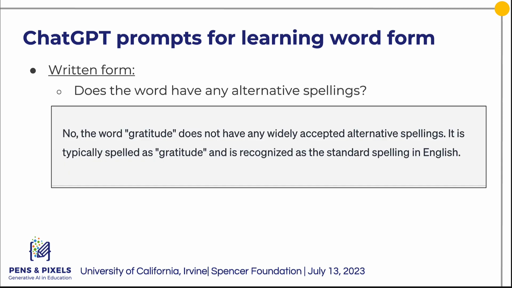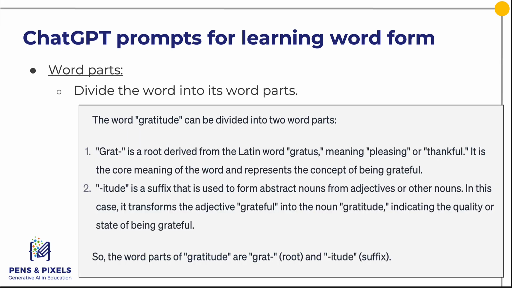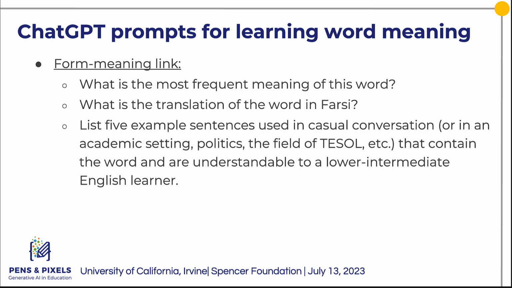Next is the written form of the word. The learner could ask for alternative spellings. For word parts, one could ask ChatGPT to divide the word into its root and affixes. Let's now move on to word meaning.